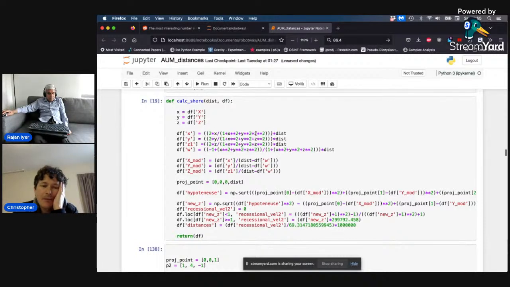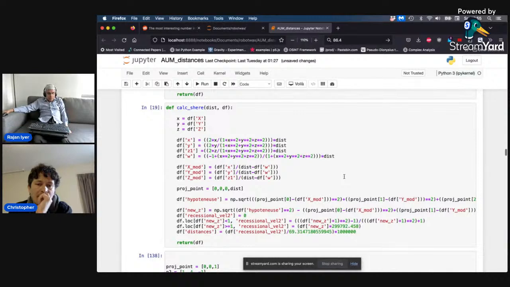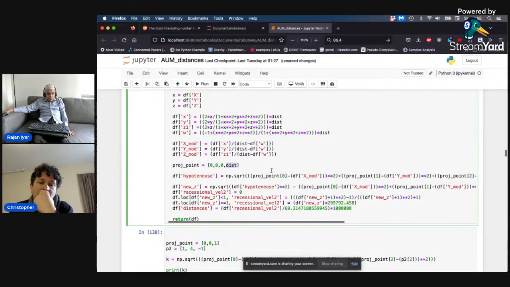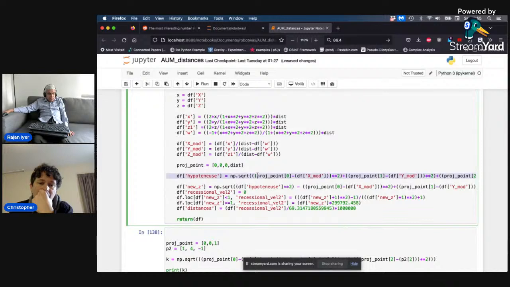Then we map that to the hypersphere and multiply by the distance that we want. So essentially we're saying the hypersphere is going to expand by however much dist is. Then we reproject it back onto the tangent plane, and we have our projective point as positive distance in the fourth dimension. We calculate our hypotenuse value using the norm 2 value.